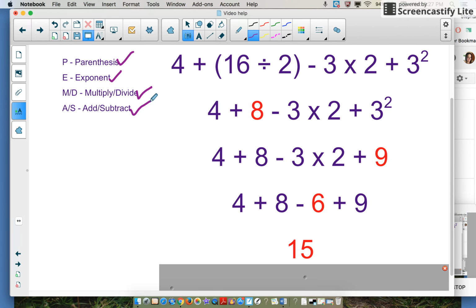Anytime you're given any type of math problem, you always have to look at the order of operations in order to solve it. So we want to keep that in mind, and I highly suggest that anytime you're doing an order of operations problem, you write PEMDAS on the side and you check them off as you do that particular step.